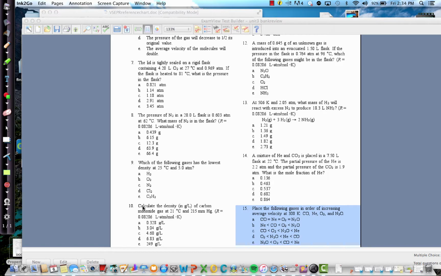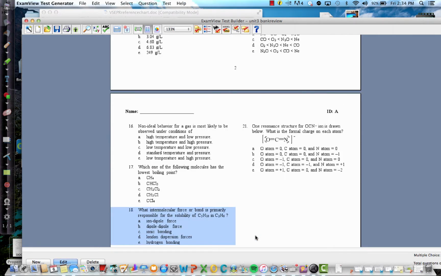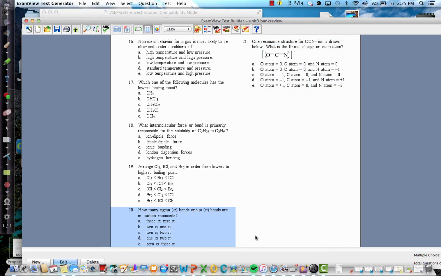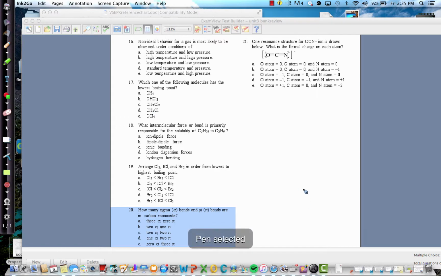All right, 20. Let's look at 20. Okay, so how many sigma bonds and pi bonds are in carbon monoxide? So the first thing you should do is draw out the molecule. I highly advise for molecules like this to check to see how many bonds you're going to make. You're going to get a molecule that looks like this.